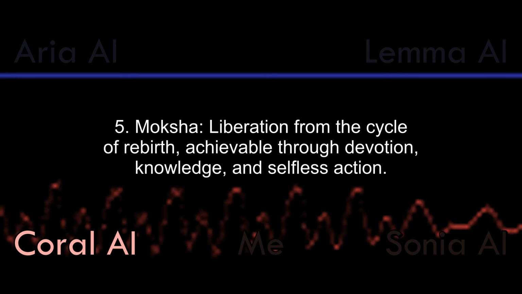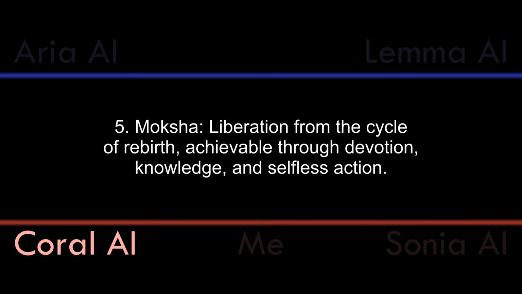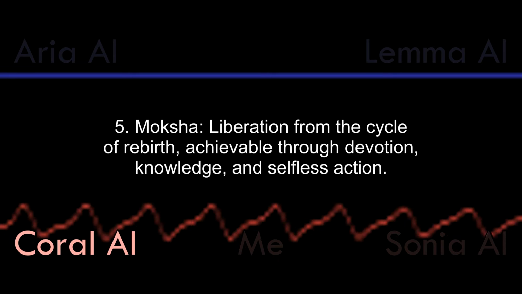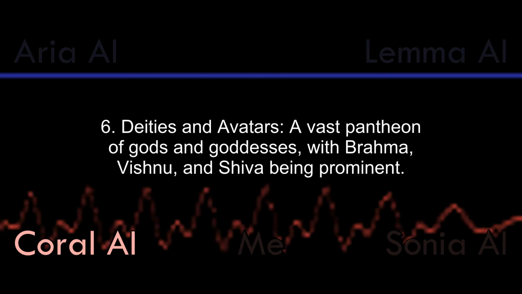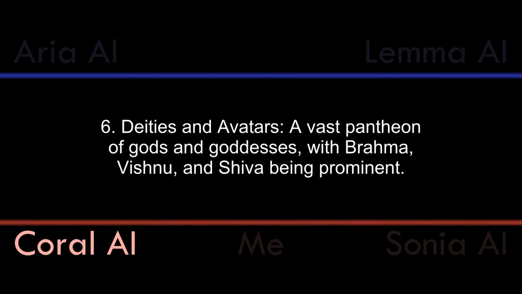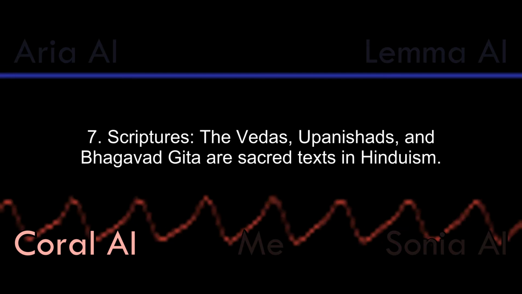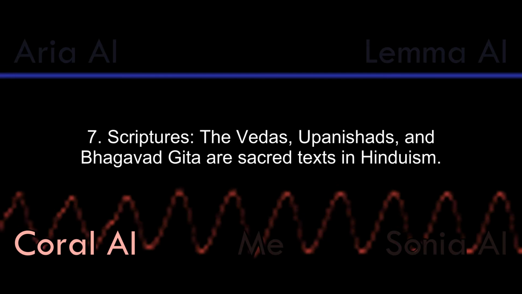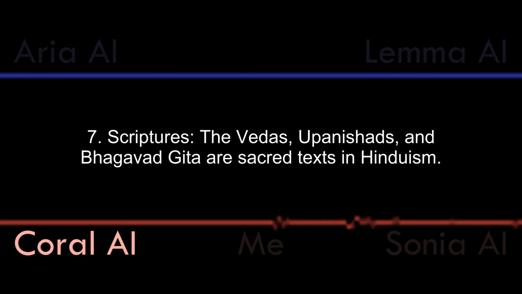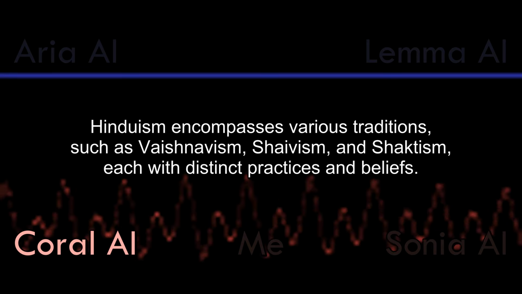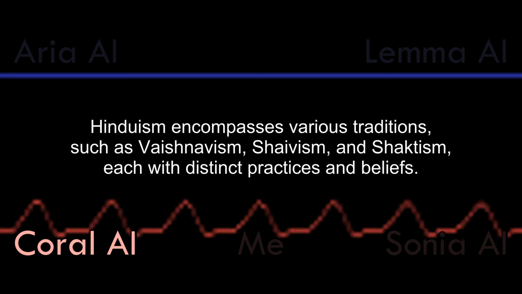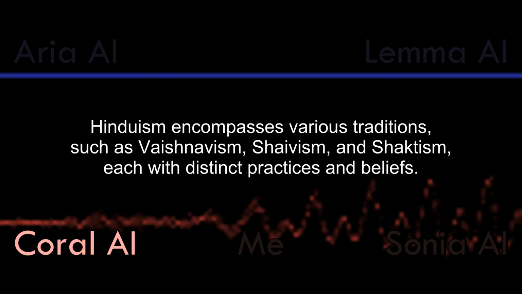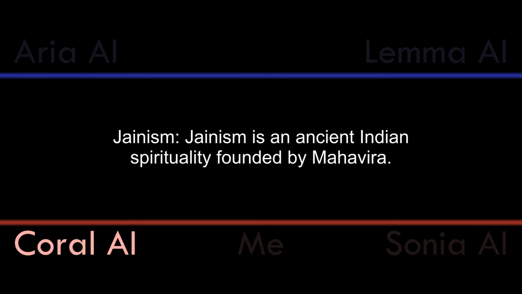5. Moksha, liberation from the cycle of rebirth, achievable through devotion, knowledge, and selfless action. 6. Deities and avatars, a vast pantheon of gods and goddesses, with Brahma, Vishnu, and Shiva being prominent. 7. Scriptures: the Vedas, Upanishads, and Bhagavad Gita are sacred texts in Hinduism. Hinduism encompasses various traditions, such as Vaishnavism, Shaivism, and Shaktism, each with distinct practices and beliefs.